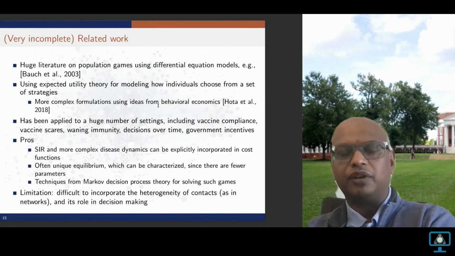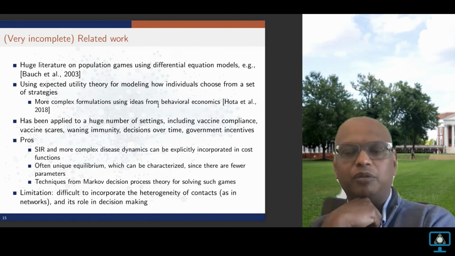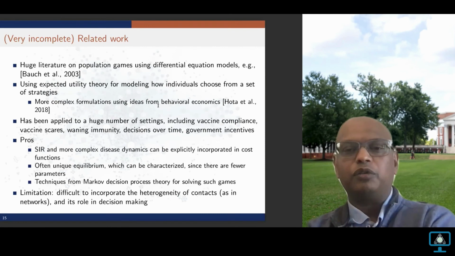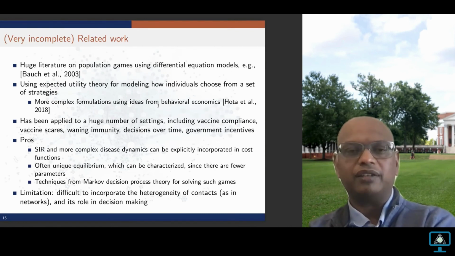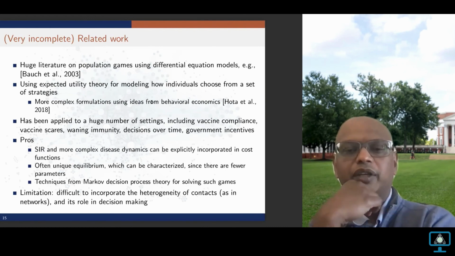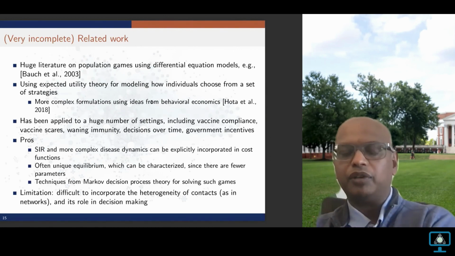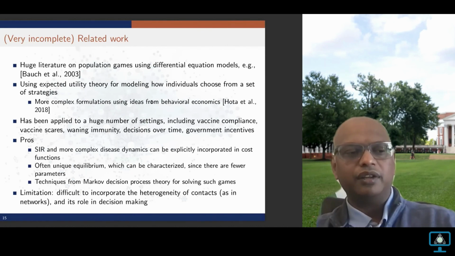Of course, from the behavioral economics literature, there is a lot of work on how people actually decide, and there are more complicated formulations. Those make the whole problem much more complex and difficult to analyze. I think there hasn't been as much work on that front as there should be. This work on population games has already been applied to a huge number of settings, like vaccine compliance and scares, and decisions over time with waning immunity, different kinds of interventions. And so it's already a really mature field.